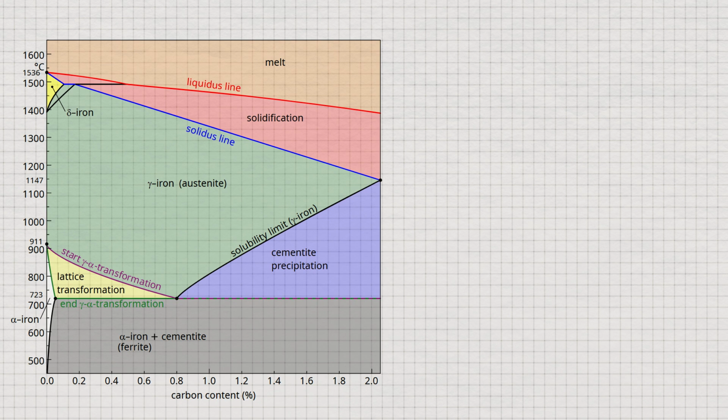In the previous video, we learned about the structure of the iron-carbon diagram. In this video, we will now take a closer look at the microstructural processes during the solidification and cooling of steels. The iron-carbon diagram summarizes the different phase ranges once again.